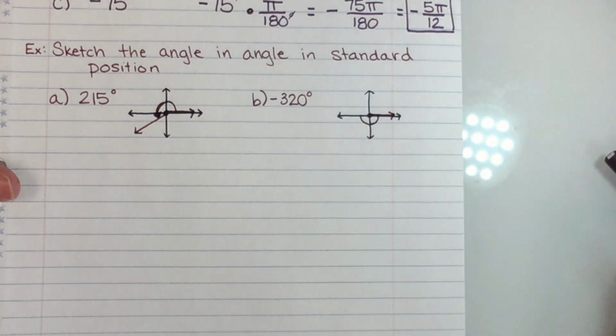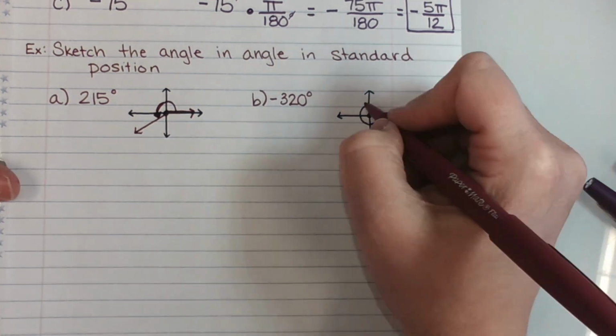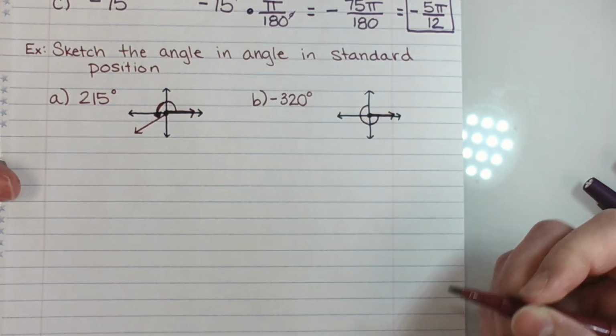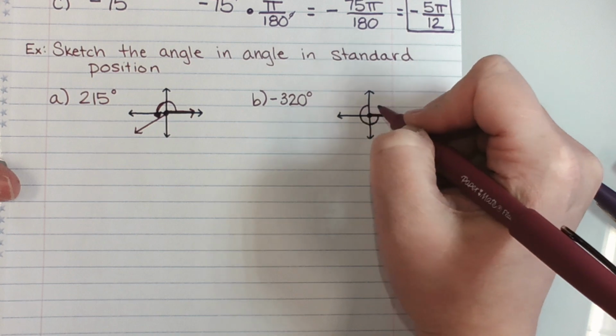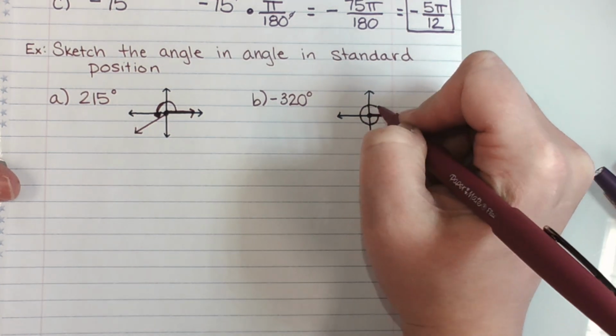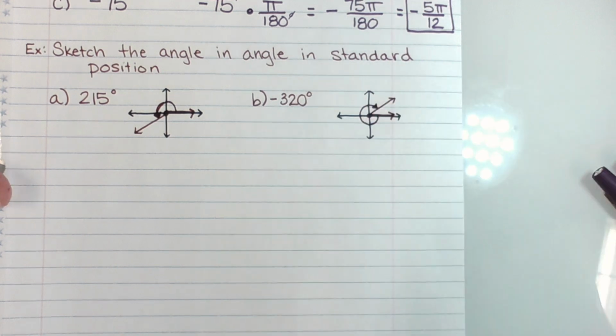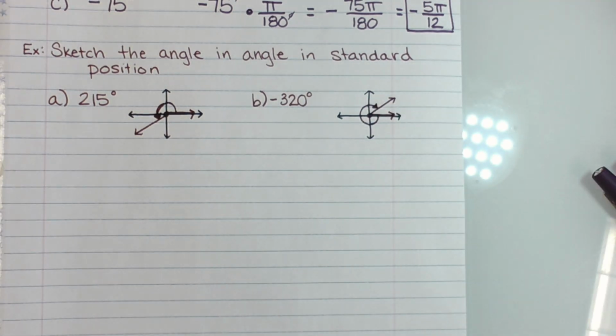How far have I gone? Do I go another full quarter? No. I'm already at 270. I just need an additional like 50 degrees. So about halfway through. There we go. Not too scary?